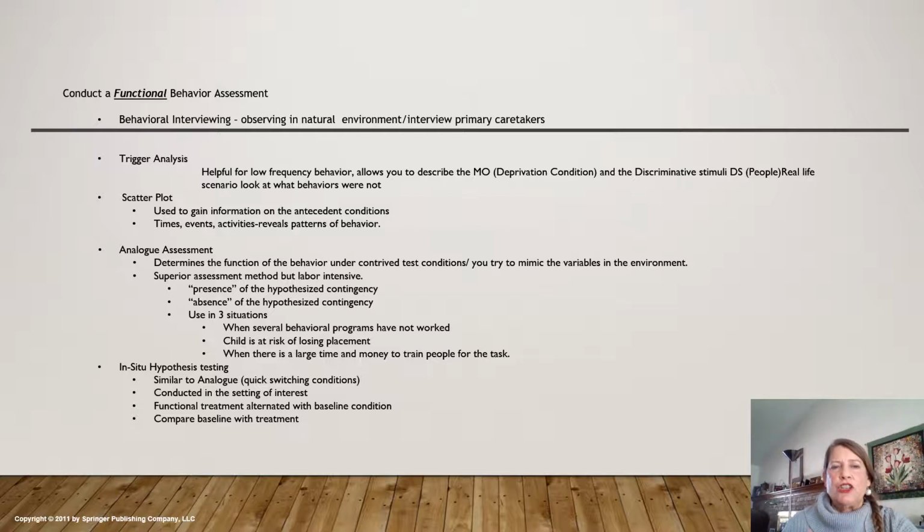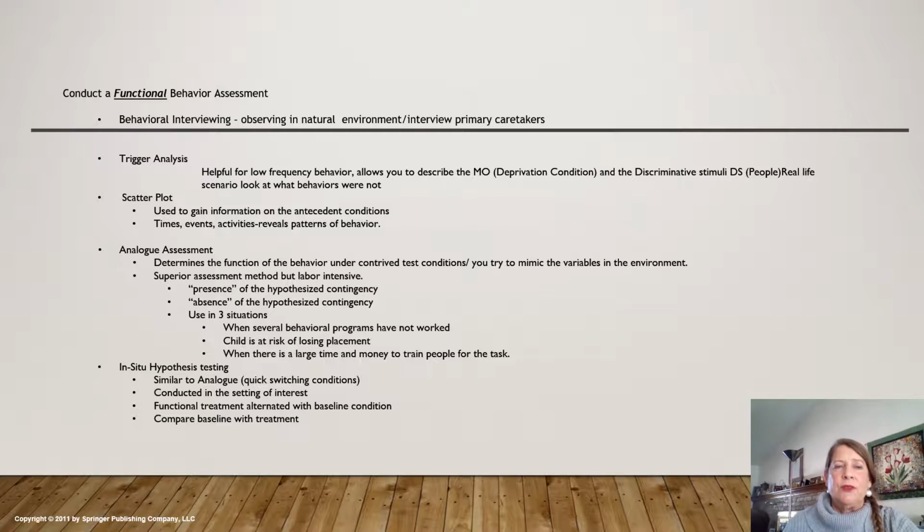There are 3 situations in which you really should consider an analog assessment being worth it. If you have set up several behavioral programs and it just has not worked on a consistent basis, it means that the function has not been determined correctly. If you have a child that's at risk of losing a placement, whether it's with a family, a daycare or a school, that's worth the time and money to do this. And when there is actual large time, money, and trained people who can do the task, it's worth doing.